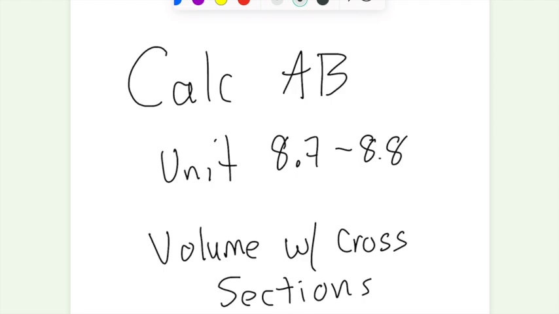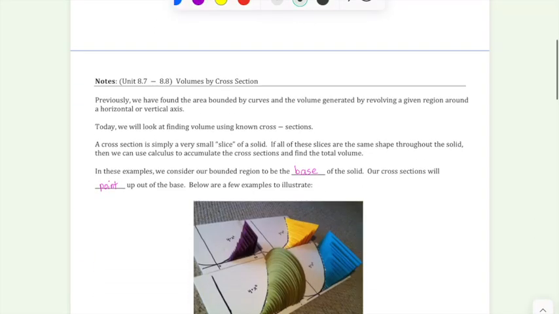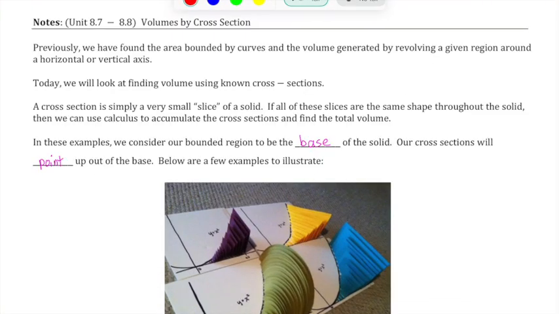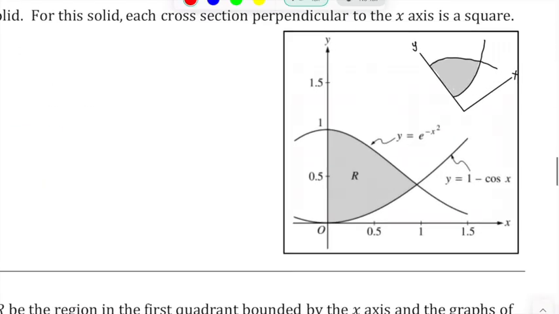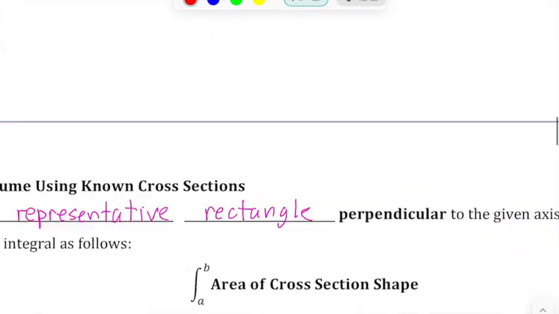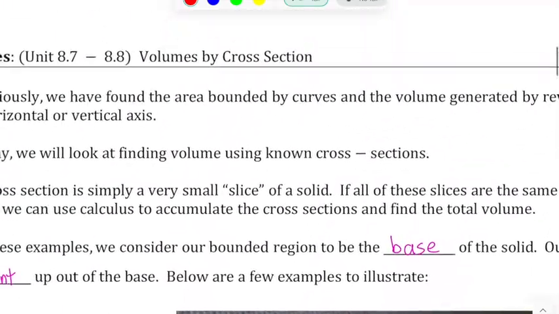This is unit 8.7 and 8.8. We're going to be learning how to take volumes of 3D shapes by cross sections. In the last few lessons, we have found the area between two curves, similar to this. Now we're going to apply this and use this to actually help us calculate volumes.